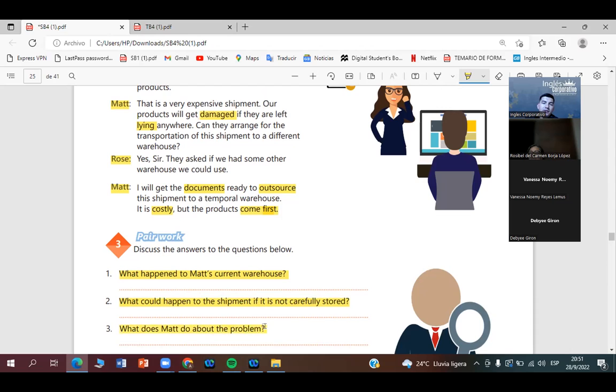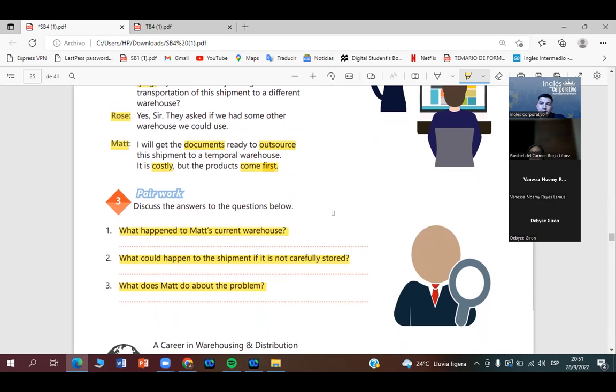What does Matt do about the problem? What do you think Matt does about the problem? He will get documents ready to outsource the shipment to another warehouse.